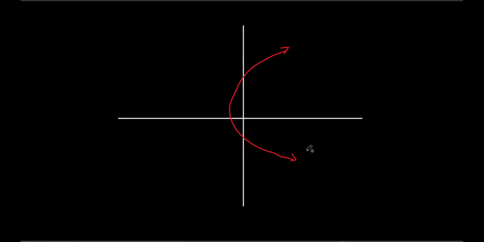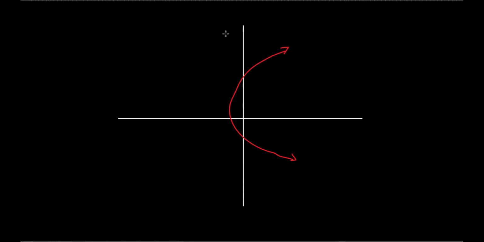Is that a function? Why not? What test are we going to apply to it? The vertical line test. That means we should be able to draw a vertical line anywhere on this graph and it only hits at one point.